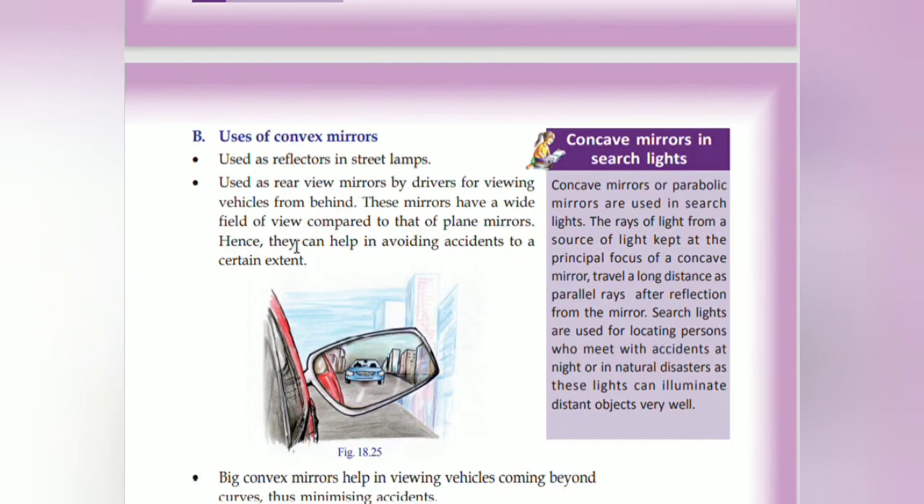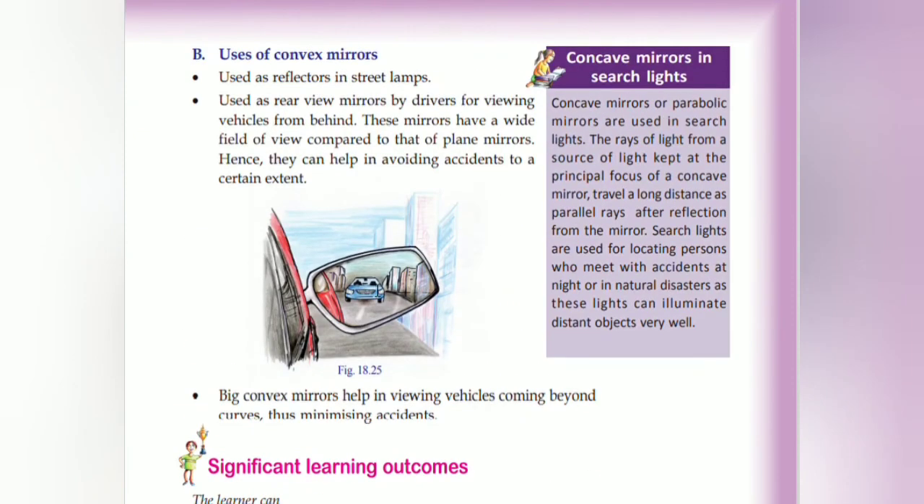The mirrors have a wide field of view compared to the plane mirror. Plane mirror വെക്കണതിനെക്കാട്ടിയും convex mirror വെക്കുമ്പോൾ എന്താണ്, distant object clear ആയിട്ട് കാണാൻ സാധിക്കും. They help in avoiding accidents to a certain extent. അപ്പോൾ accidents ഒക്കെ ഒരു പരിധി വരെ നമുക്ക് control ചെയ്യാൻ പറ്റും.